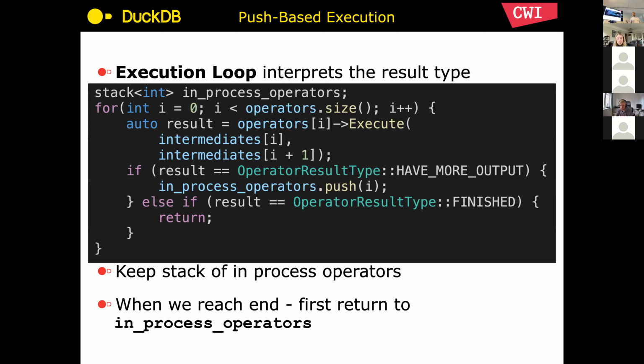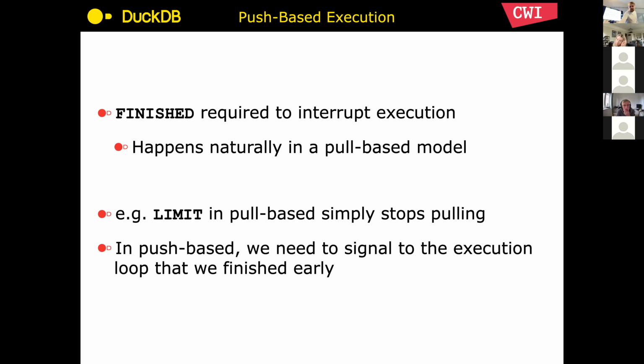So the execution loop looks at this result type, and it keeps a stack of in-process operators. Whenever it sees that this operator has more output remaining, it just pushes it onto the stack. And then whenever you want to get more output, you first look at whatever is on top of the stack instead of pulling a new chunk from the source. The finished is just for limits, basically, for nodes where we know we are already finished. We don't need to keep on processing more tuples.